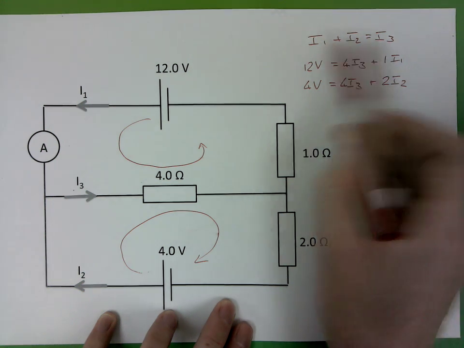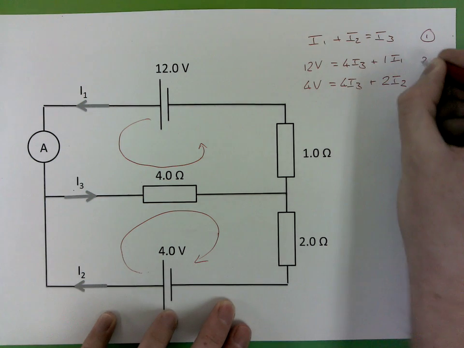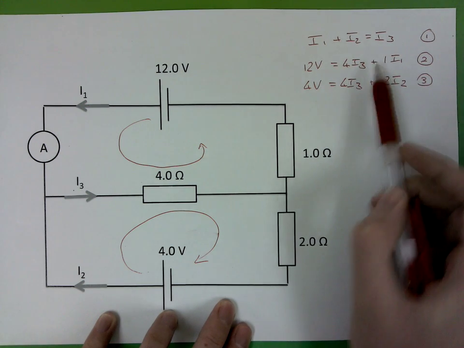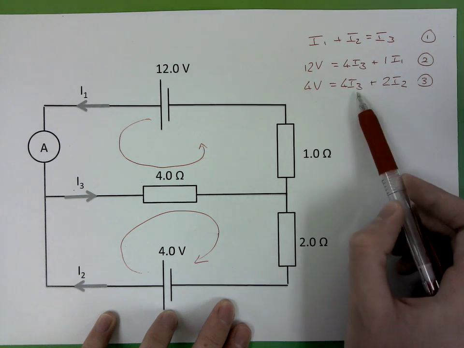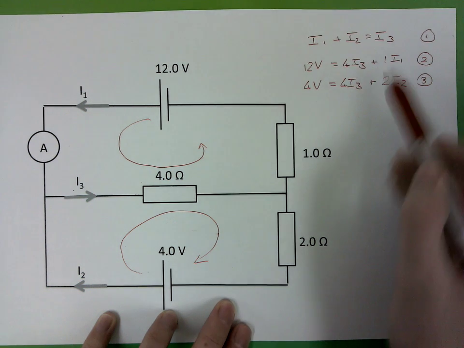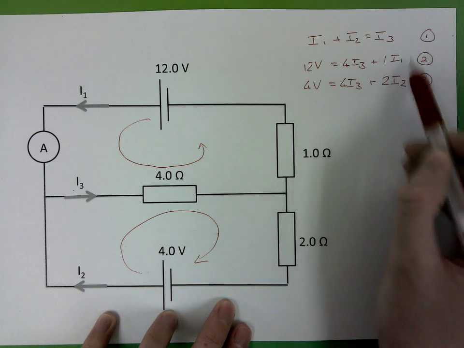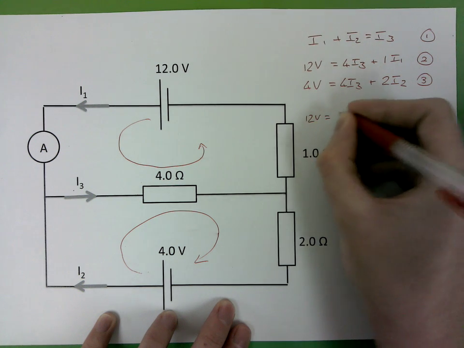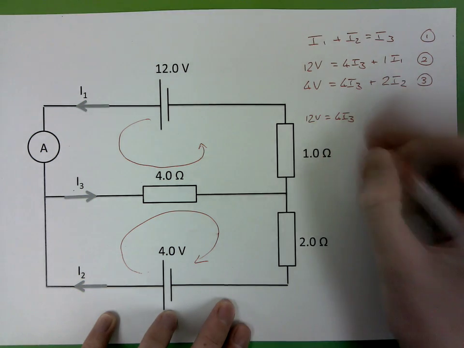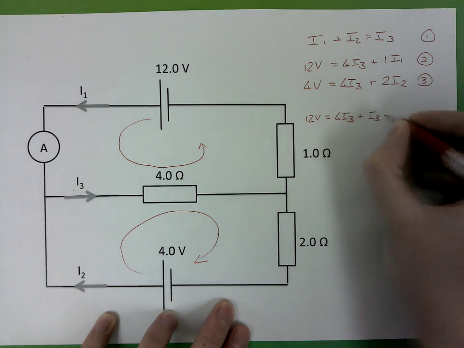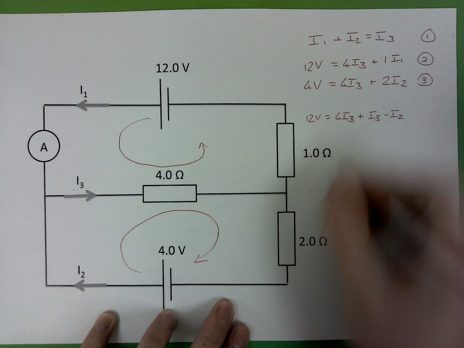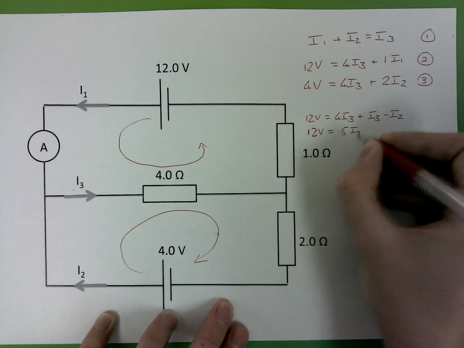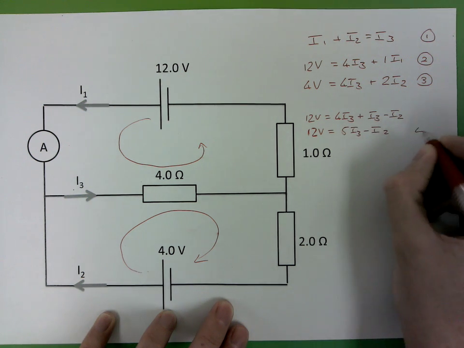The first step is to use your equation number 1. It's always important to label these. Use your first equation and sub it into one of these two. There's no point in subbing in for I3 because that's already common to both of these equations. So I'm going to rearrange it and sub it in here for I1. So I1 is equal to I3 minus I2. So let's put that in. 12 volts equals 4I3 plus I3 minus I2. Okay, so that becomes 12 volts equals 5I3 minus I2. I'm going to call that equation number 4.